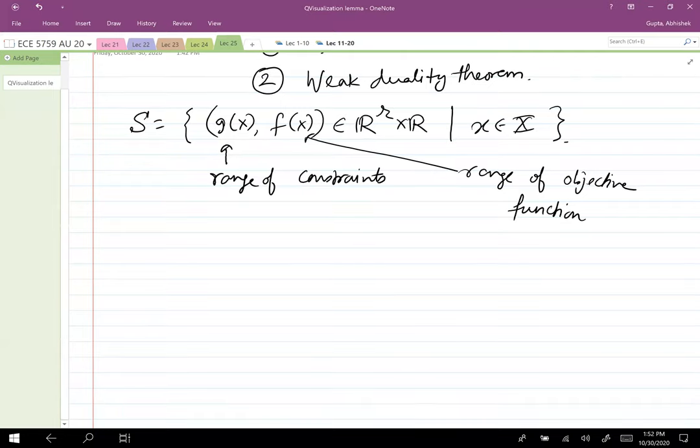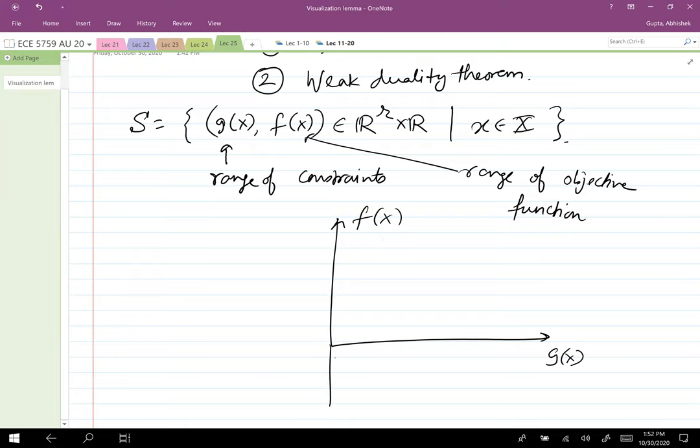Okay, and the way we are going to plot this, the S here is, I'm going to plot g(x) on the x-axis. I'm going to plot f(x) on the y-axis. And my S is going to look something like this. This is my set capital S.